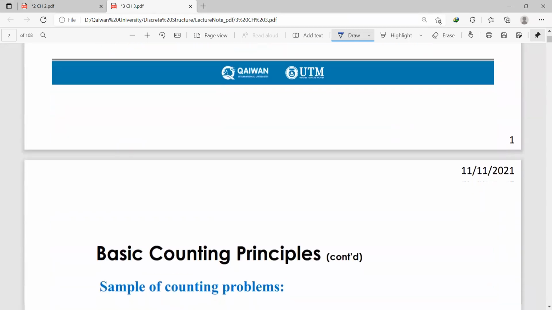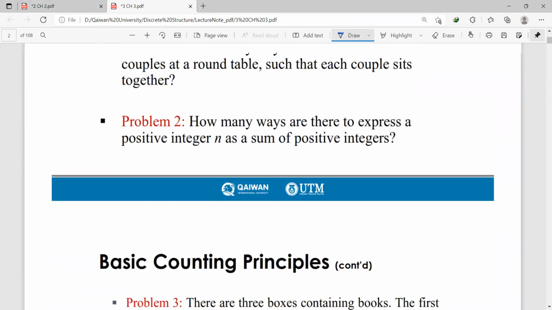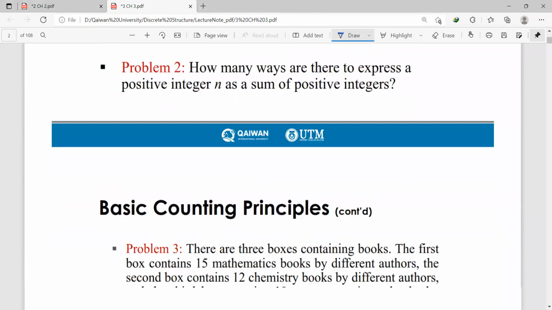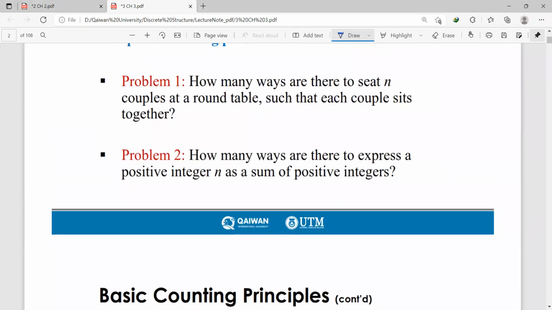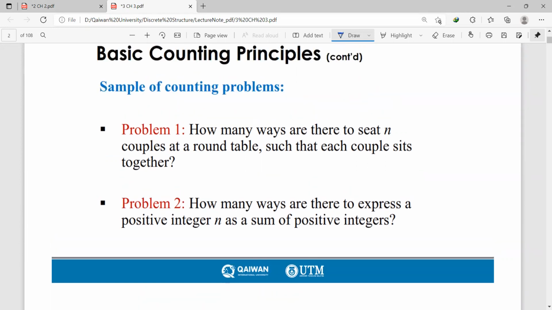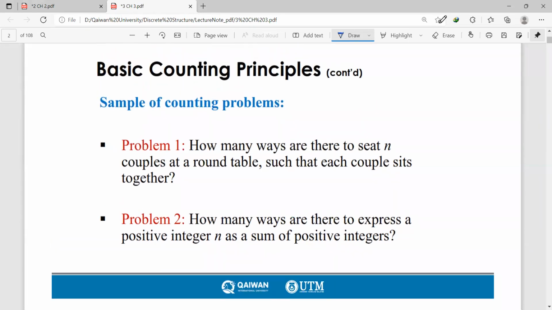So for basic counting, here we have some problems. We have 4 problems. We are not going to solve them now, but later on in the next slides, we are going to solve problems like these. Here we have a sample of counting problems.